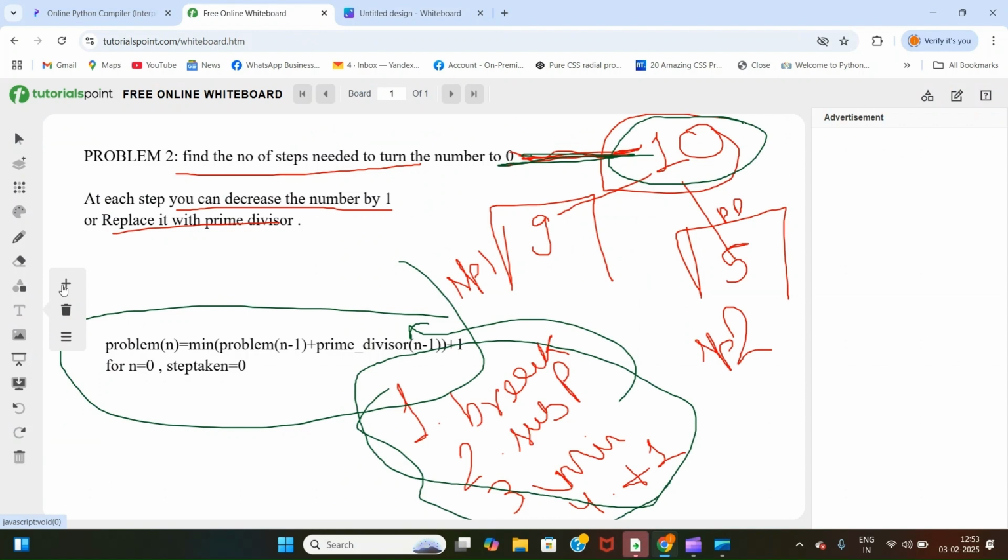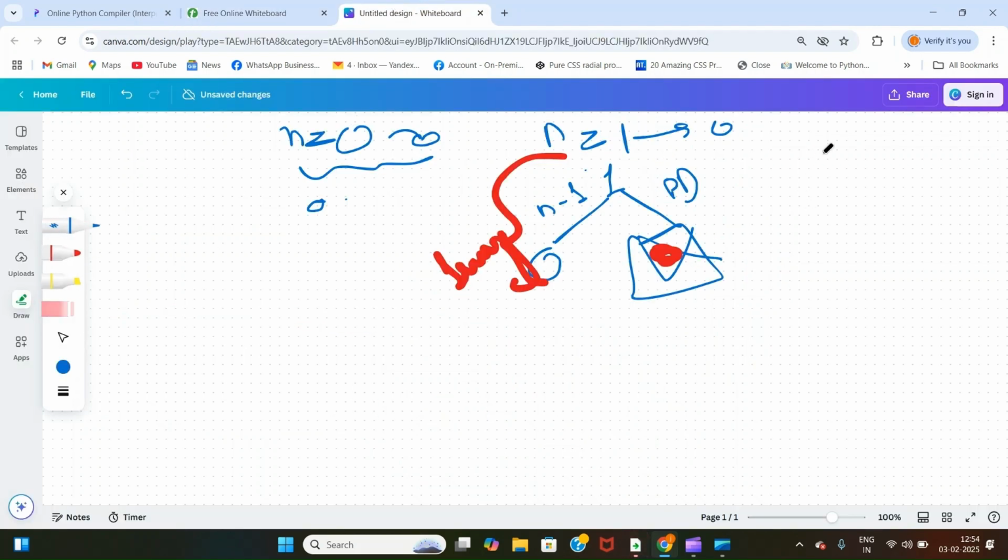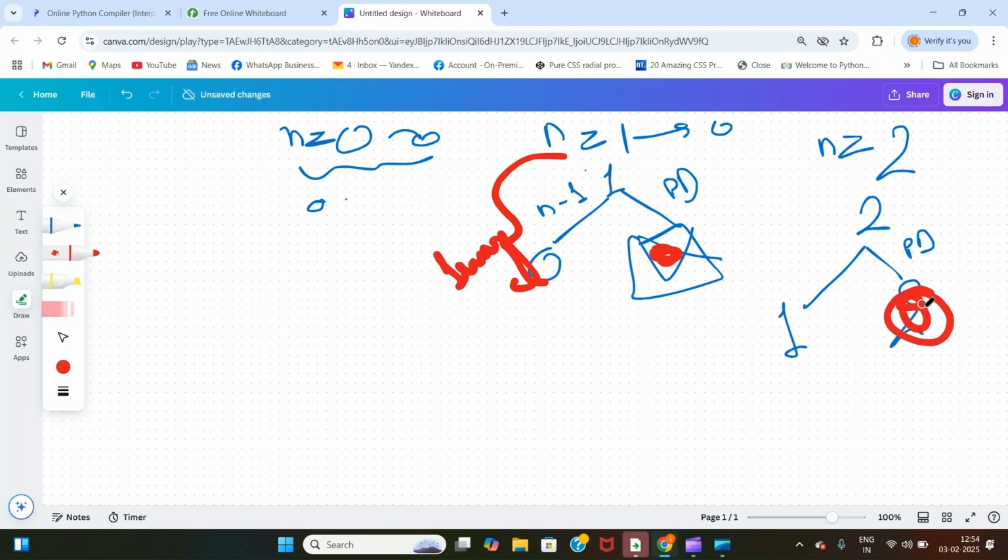So this is for 1. For n is equal to 1, step taken is equal to 1. Okay, let's see for the 2. So if my n is equal to 2, it means 2 wants to convert to 0. So 2 can be converted to 1, that is n minus 1, and it can use the prime divisor. And if 2 uses the prime divisor, the prime factor of 2 will be 2 itself. That is also an invalid state, because 2 is already visited. I have broken down my problem for 2 and I got this one under invalid state.